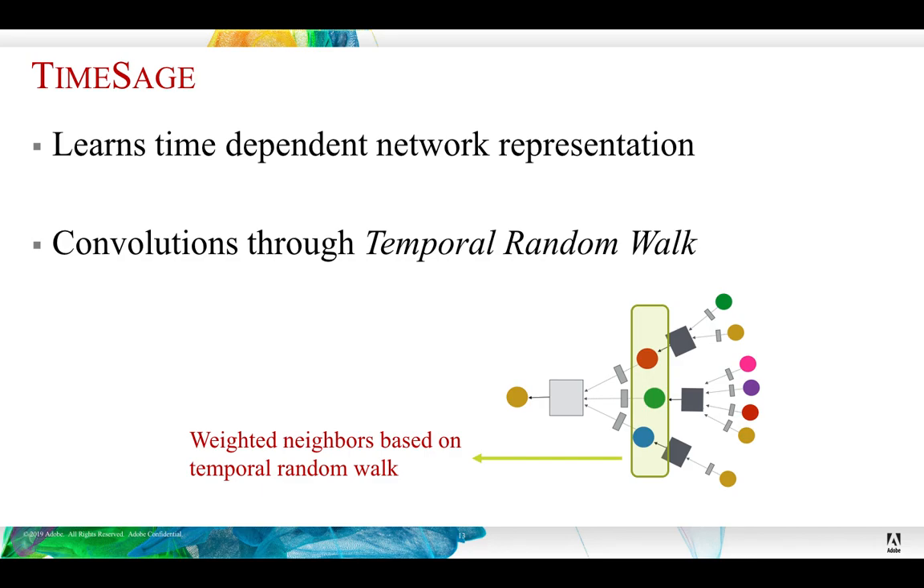Pictorially, remember that in GCNs we aggregate the messages from the neighbors. Here we have weighted neighbors based on the temporal random walk that we start from the target node.